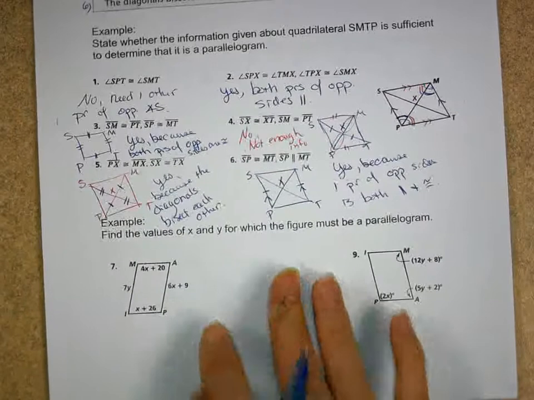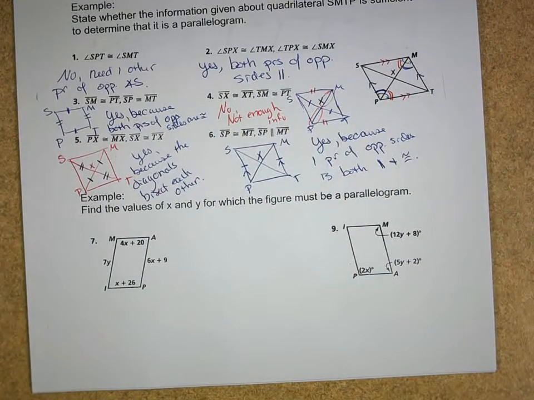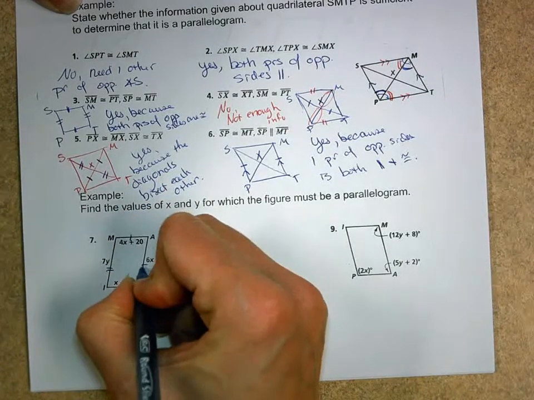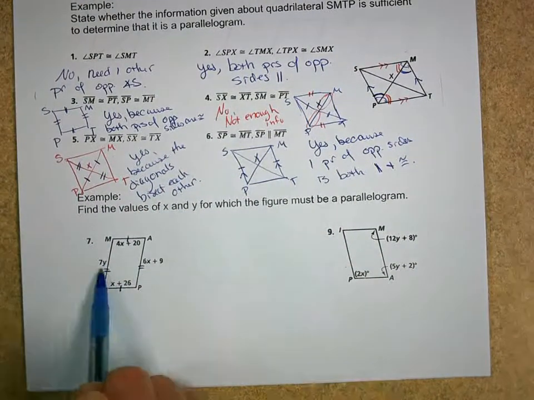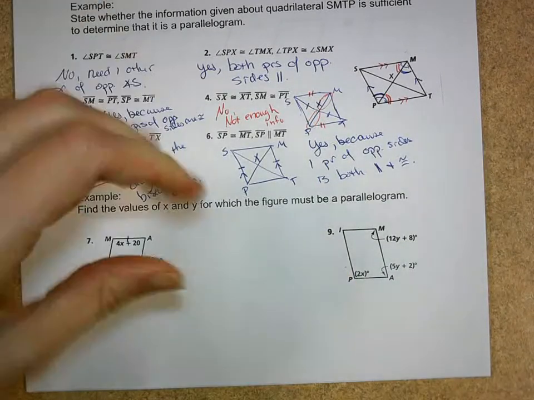Right now, let's do a couple quick examples of applying those. Now they say, find the values of x and y for which the figure must be a parallelogram. Well, if I want this figure to be a parallelogram, what do I need to know about the opposite sides? They're parallel and they're congruent. So I'm going to assume that my opposite pairs of sides are congruent. Now I want to solve for y, but I don't want to have to do a system of equations. So guess what I'm going to solve for first? I'm going to solve for x first.